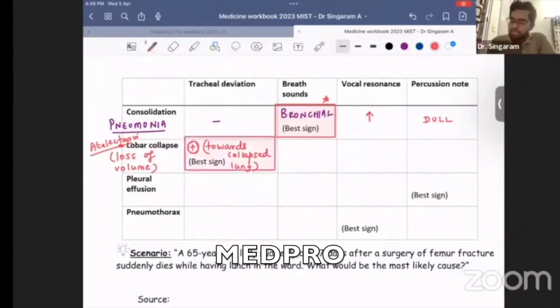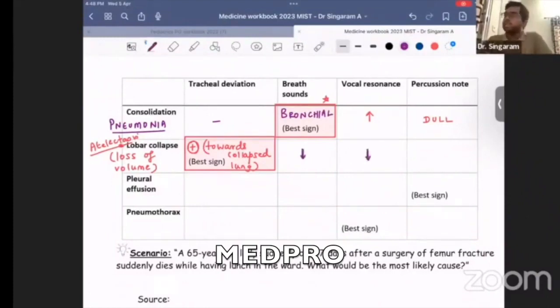What about the breath sounds? Very simple. Whenever there is collapse, do you think breath sounds will be heard properly? Not at all. The sounds will be decreased. What about vocal resonance? Whenever this area is completely collapsed, if I keep the stethoscope over that area, will I be able to hear the sounds? Not at all. The vocal resonance will be decreased.